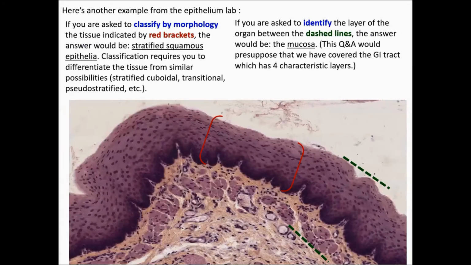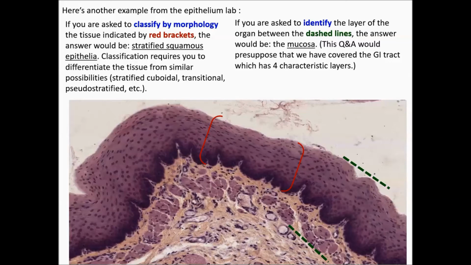Let's do some more examples. Here's another example from our epithelium lab. If you're asked to classify by morphology the tissue indicated by red brackets, the answer would be stratified squamous epithelia. So classification requires you to differentiate the tissue from similar possibilities. In this case, maybe another stratified epithelia, stratified cuboidal or transitional, or even pseudostratified might confuse you here.